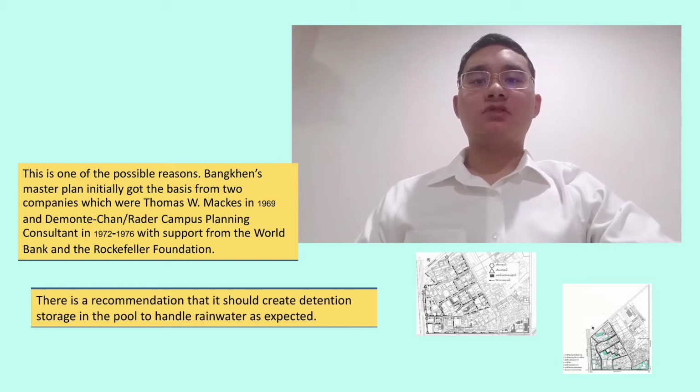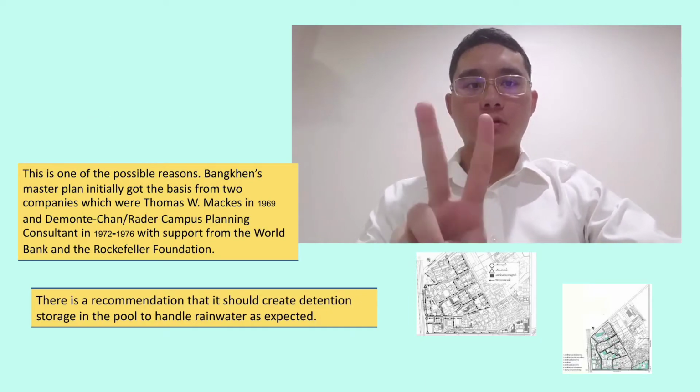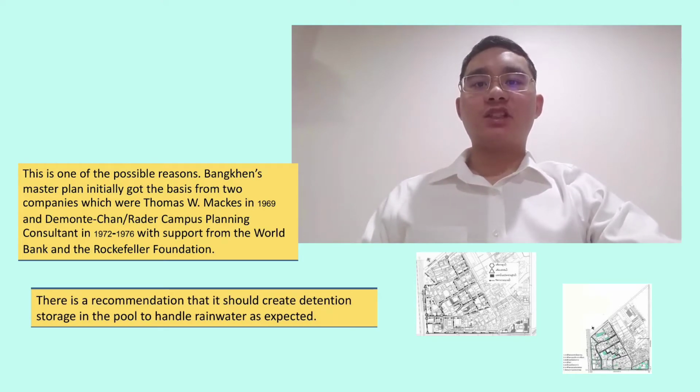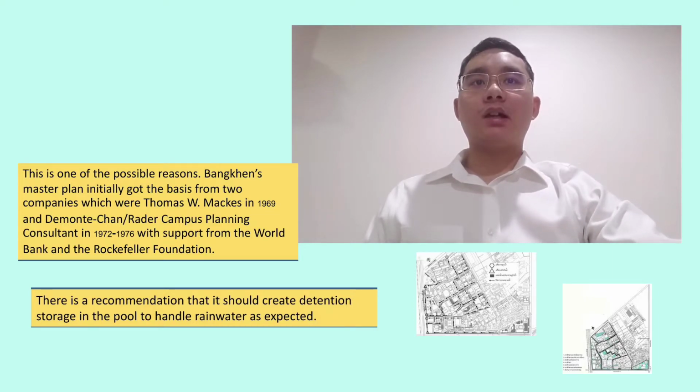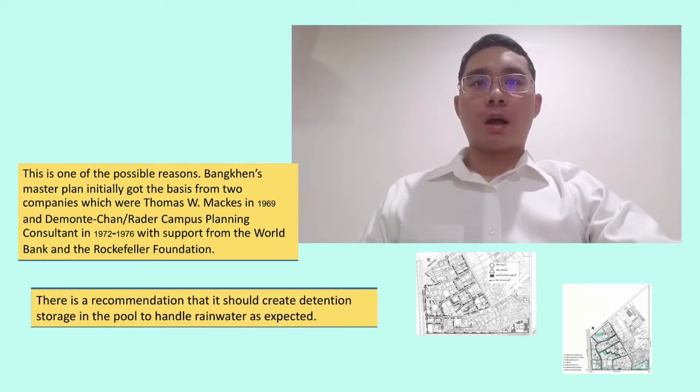It is one of the possible reasons. The Bangkhen master plan initially got its basis from two companies, which were number one, Thomas W. McCase in 1969, and number two, Remote Chan, also known as Leader Campus Planning Consultant, in 1972 to 1976, which were supported by the World Bank and Rockefeller Foundation. Another important Remote Chan master plan guideline is managing rainwater draining in a lowland area that can't be done by using a pump for pumping water.